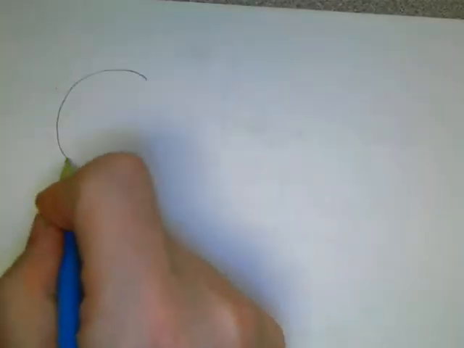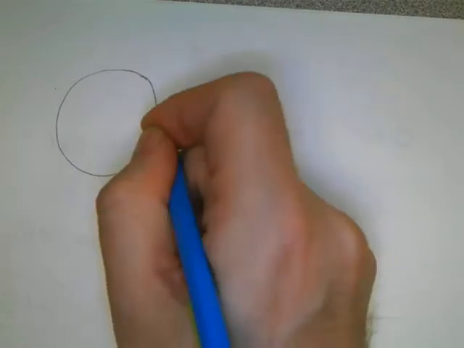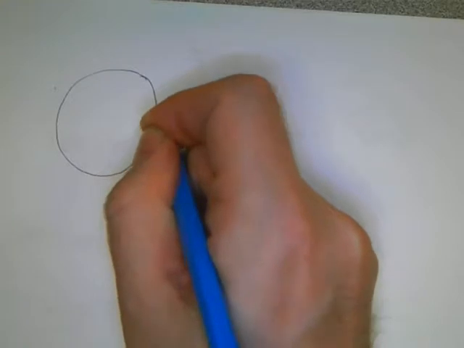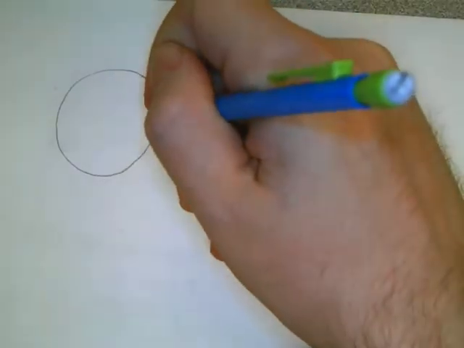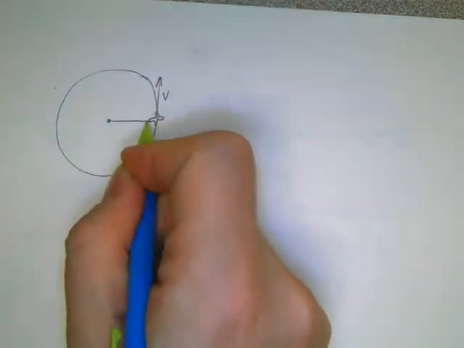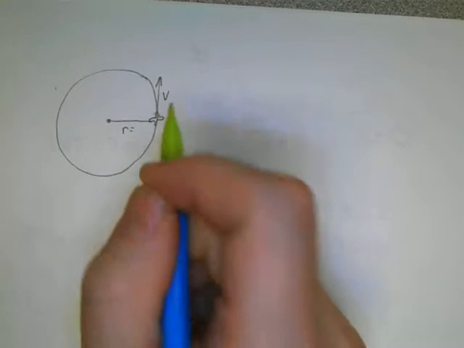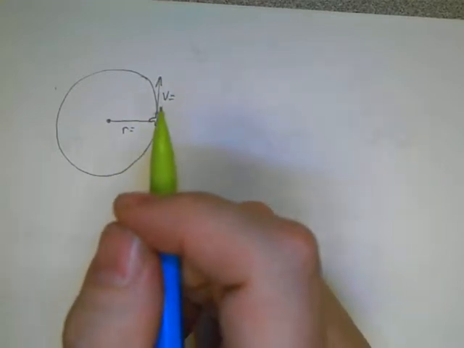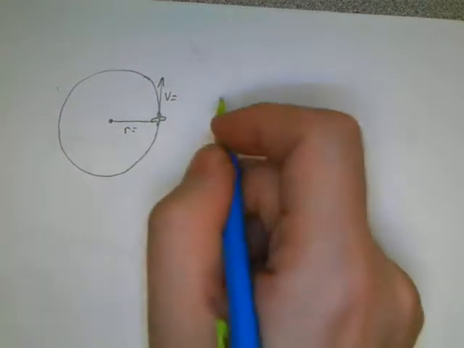This problem is a two-part problem. It's about a hawk that's flying in an arc. So I'll draw a picture. It'll be a top-down view. Put the hawk right here. It's got some speed. It's traveling in some radius. And it's asking what is our centripetal acceleration.